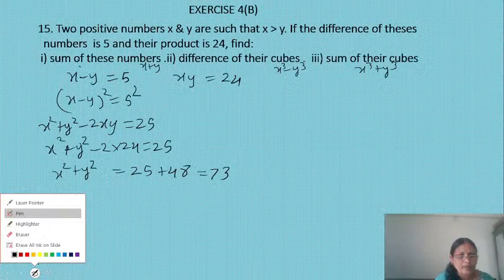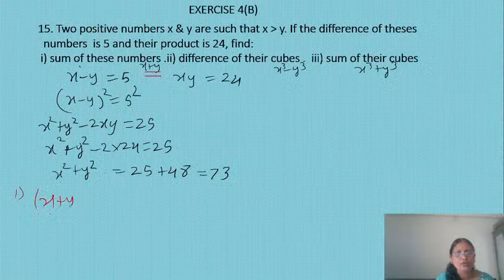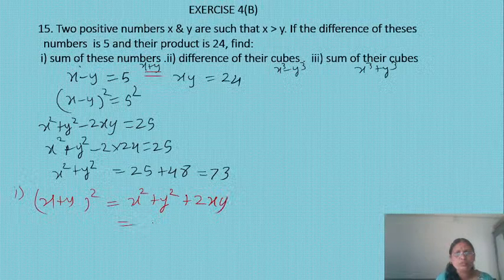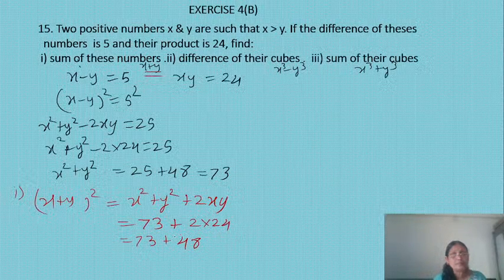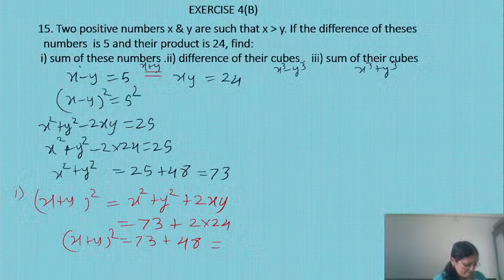Now let us find the value of the sum, so for that we will be adding. We have to find x plus y, the sum of the numbers. So x plus y the whole square is equal to x square plus y square plus 2xy. x square plus y square is 73, and xy is 24, so 2 into 24 is 48, which is 73 plus 48. x plus y the whole square is equal to 73 plus 48, which is 121.